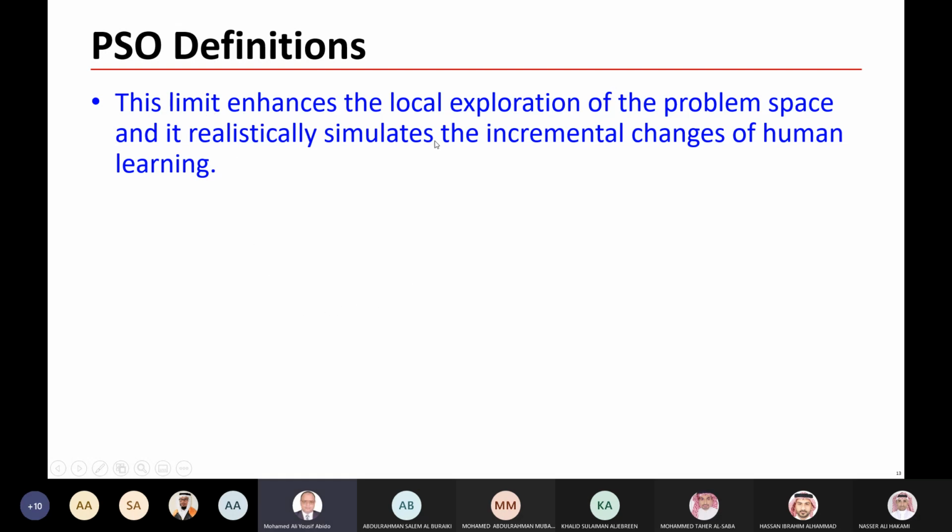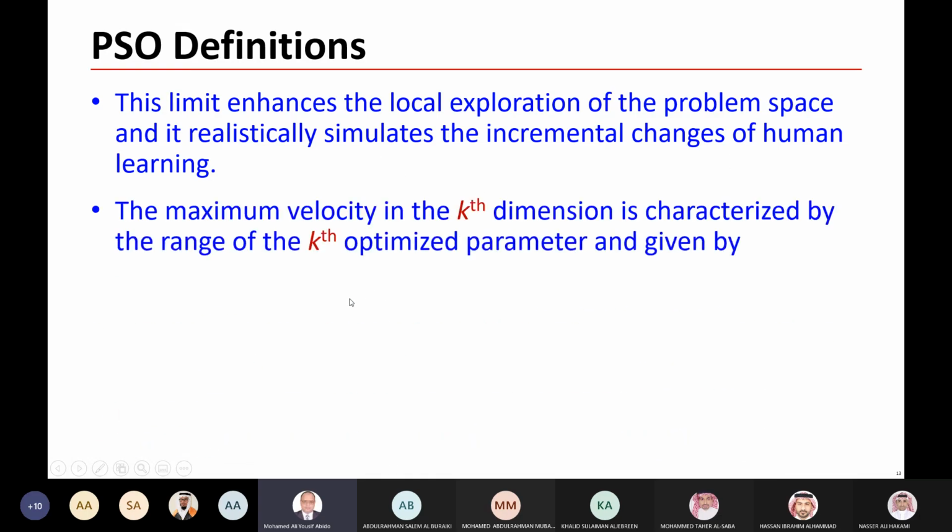So this limit enhances the local exploration and realistically simulates the incremental change in human learning. The maximum velocity in each dimension is characterized by the range of the kth optimized parameter and given by the following equation.